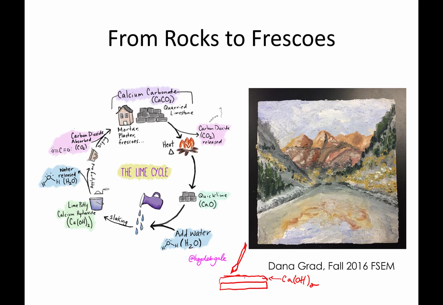This is acting as a binder. When you want to paint something onto a surface, you need a way for that pigment to stick to the surface. And so by painting directly onto the plaster and incorporating the pigment directly into the plaster, it creates a really nice permanent painting.